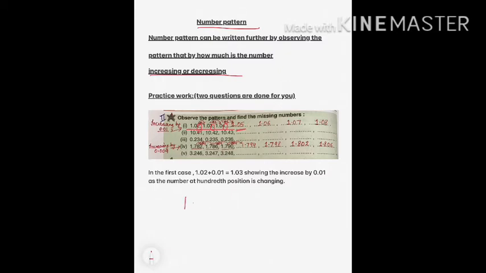If I want to get the first answer, what will I do? 1.04, and here I have to add 1, so what will I do? I will not simply add 1, I will write 1 here, 0.0. So this will be the number I will be adding, not simply 1, but 0.01. So here what will be the answer? 1.05. That is the next number. So this way you have to keep on adding and writing the answer. Just see which place number is increasing, and that you have to add.